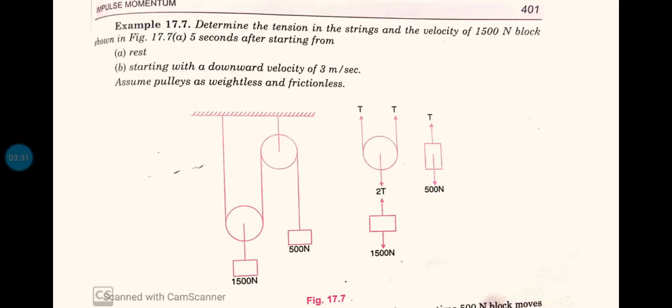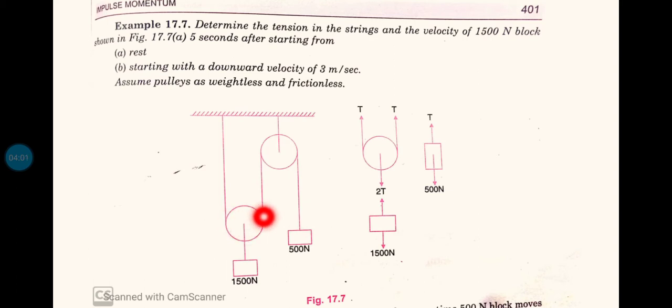Now this equation can be used to solve problems in mechanics. We will see a problem. Determine the tension in the strings and the velocity of the 1500 Newton block as shown in the figure 5 seconds after starting from, case 1, rest, and case 2, starting with a downward velocity of 3 meter per second. In the problem we can see two weights. Here the 1500 Newton is fixed to a pulley, and at the end of the rope we have a 500 Newton.